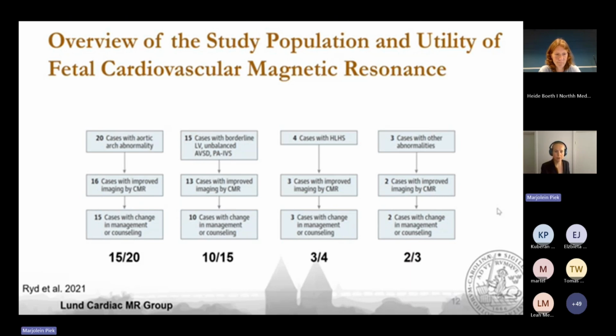And just to clarify, here we see the numbers in which it made a difference. So in case of the aortic arch abnormality, it made a difference in 15 out of 20 for management or counseling. Overall, fetal CMR imaging has clinical utility, affecting patient management and or parental counseling in 84% of the cases. And more importantly, we had 25% direct impact on intervention.